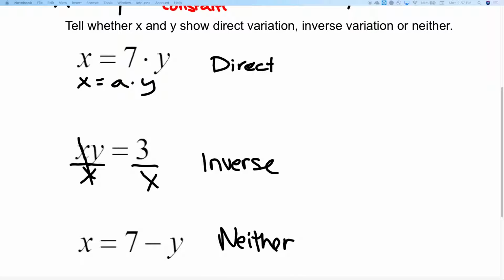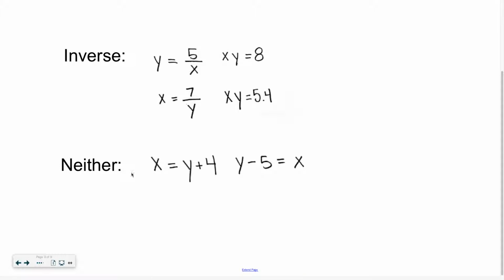Okay, I'm going to show you my piles. I think it's probably easiest to start with the neither pile. That's at the bottom of my screen here. You should have 2 in the neithers: x equals y plus 4 and y minus 5 equals x. Inverse pile, you should have 4 cards: y equals 5 divided by x, x equals 7 divided by y, and then the two that look like xy equals 8 and xy equals 5.4. Those are inverse.